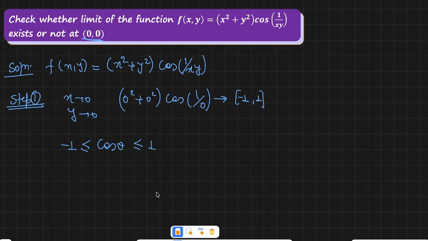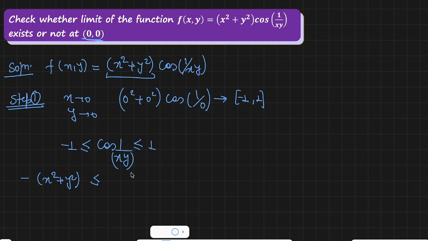So instead of writing cos theta, can I write it like this? It will be cos of 1 by xy. I want this f of x, y here. Then what will I do? I will multiply all the sides by x square plus y square. So it will be minus of (x square plus y square) less than or equal to (x square plus y square) cos of 1 upon xy, less than or equal to x square plus y square.